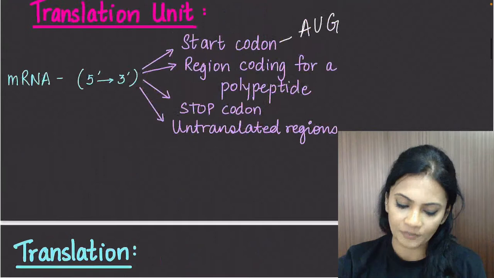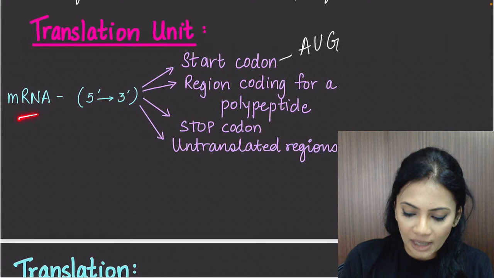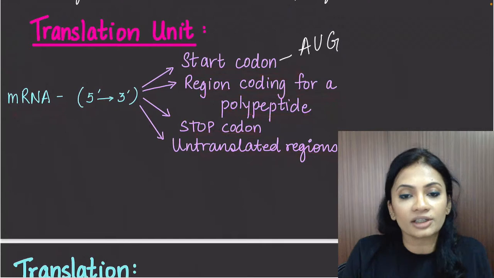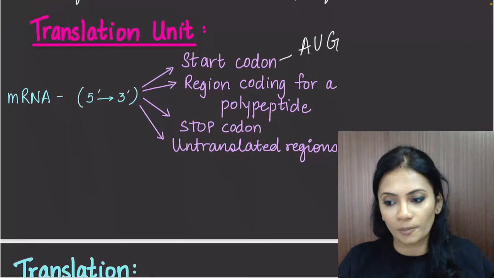Okay. So look over here, kids. What all are we going to require? The mRNA is required. mRNA will have a start codon. It will have a region which is coding for the polypeptide. It will have a stop codon. There are also untranslated regions. Which are untranslated regions? Regions before the start codon and after the stop codon. These are our untranslated regions.